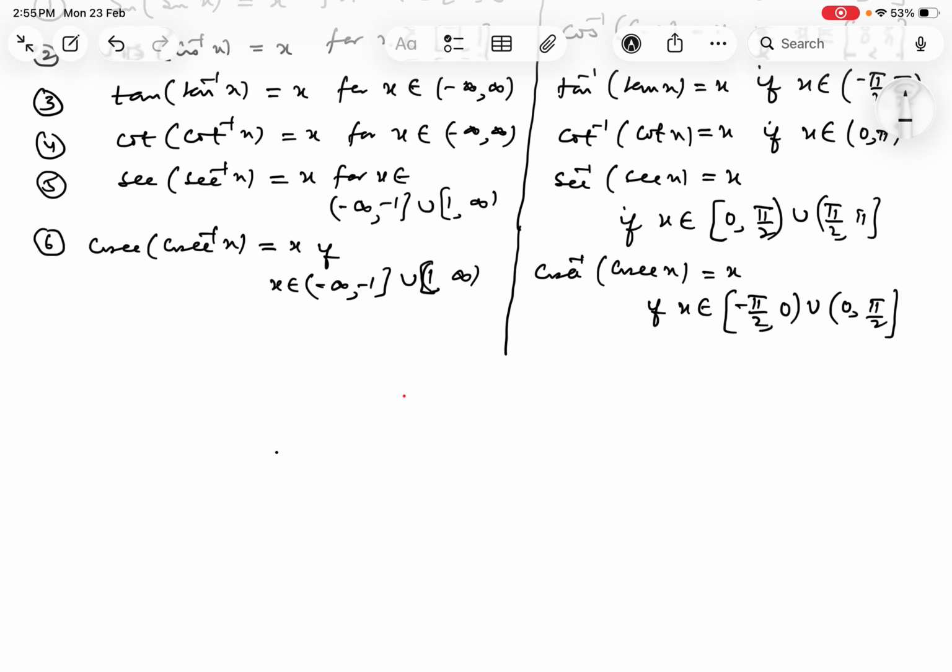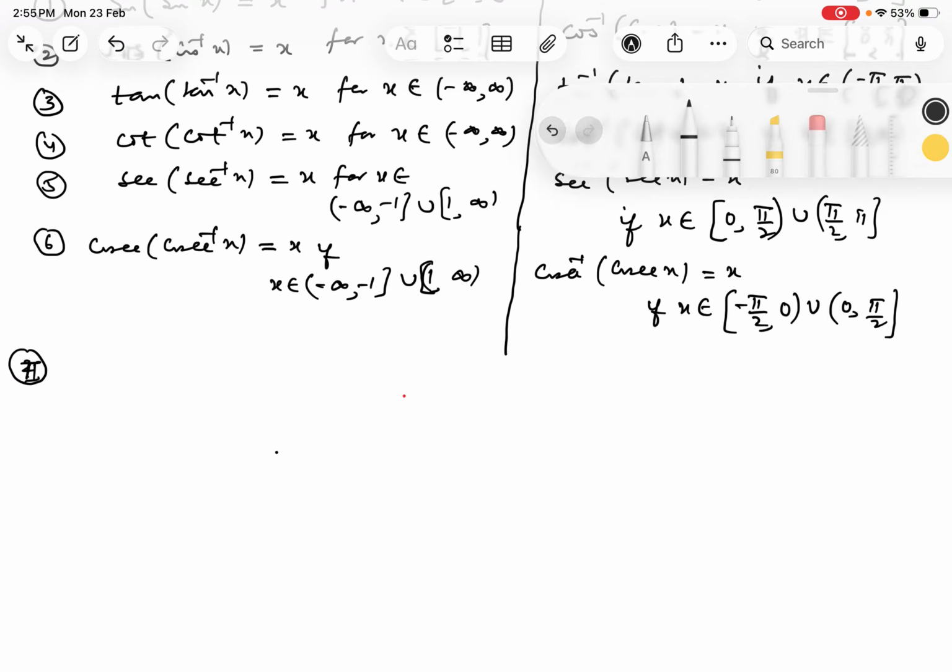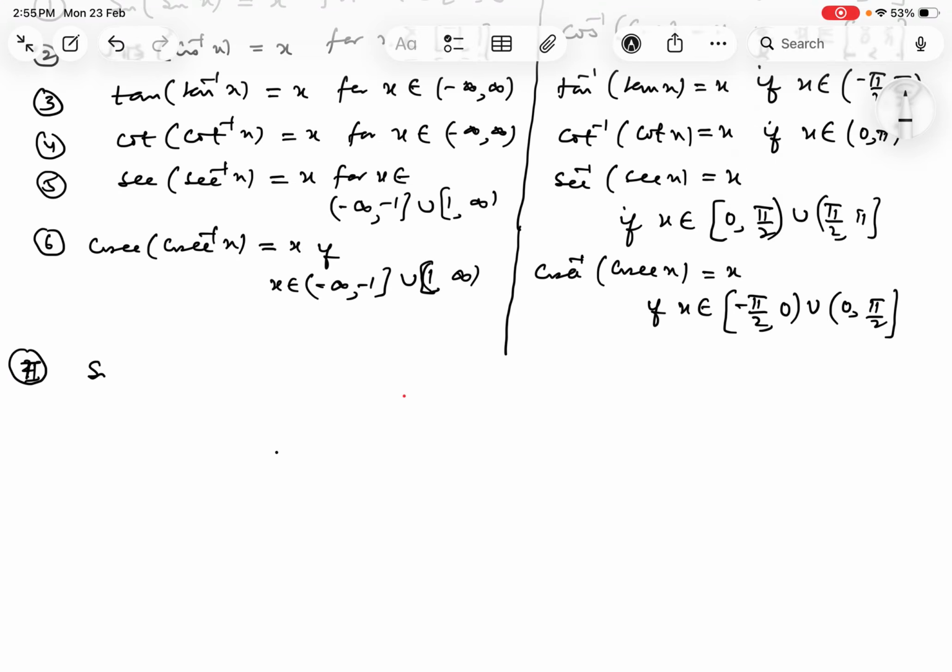Now second result. Sine inverse of minus x is always equal to minus sine inverse x for x belonging to closed interval minus 1 to plus 1.